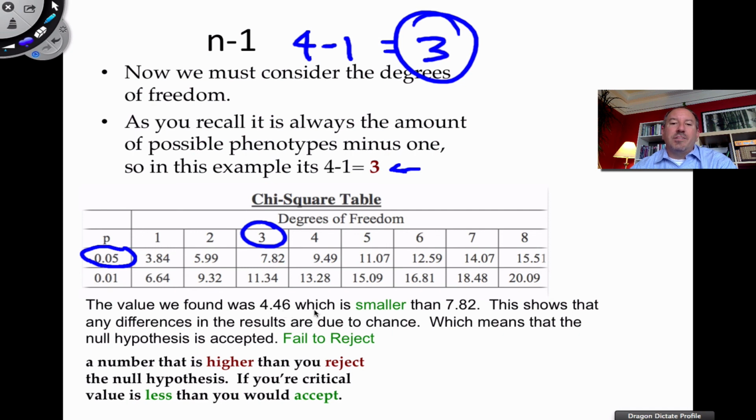Now, is it larger or smaller than the 7.8? Well, it's smaller than it. It's smaller than 7 point something. So that shows that any difference in the results is due to chance. Which means that the null hypothesis is accepted since it's smaller. So in other words, we fail to reject the null hypothesis. Okay, so these numbers are fine, in other words. So again, to remind you, if the number is higher, we have to reject the null hypothesis, and if it's less, we accept or fail to reject.